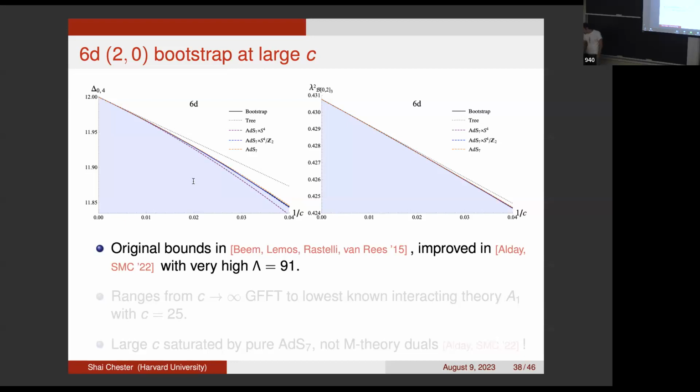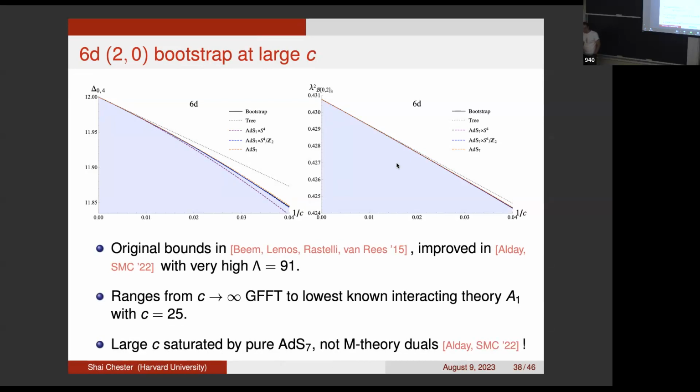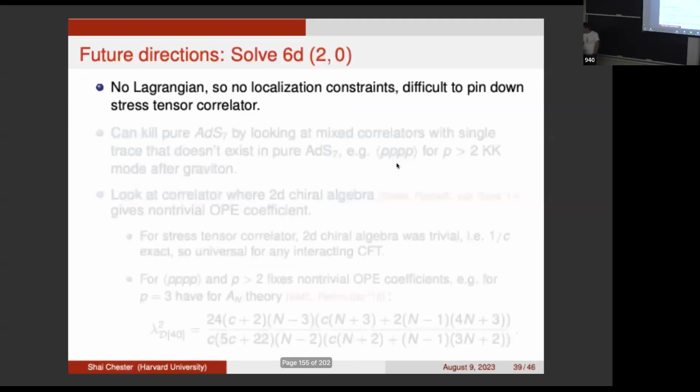But if you look closely, you can see in these plots that at very large n, the gray line is saturating the bound. And then as you go to smaller n, the orange line is the one that's closest to saturating the bound relative to these other colors, although you kind of have to squint here relative to the lower dimensions. And so this also suggests that you would need some extra input such as localization if you wanted to study the theory dual to M theory using Bootstrap.